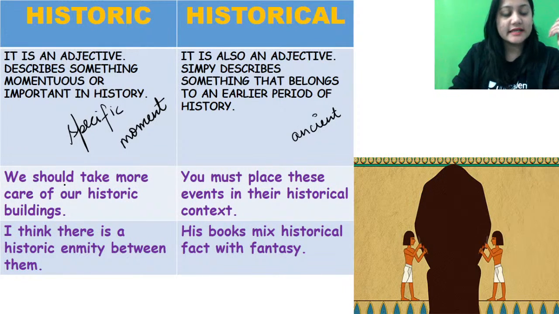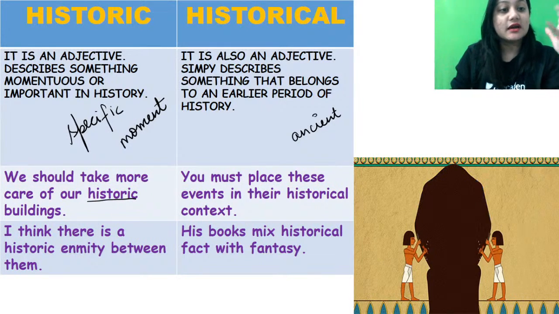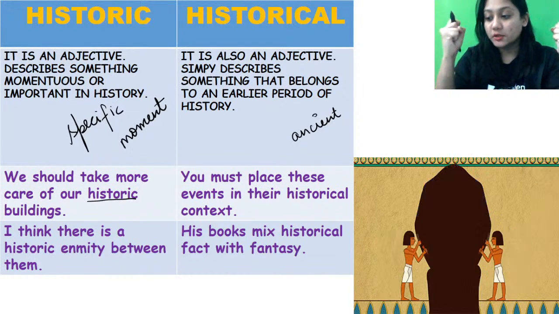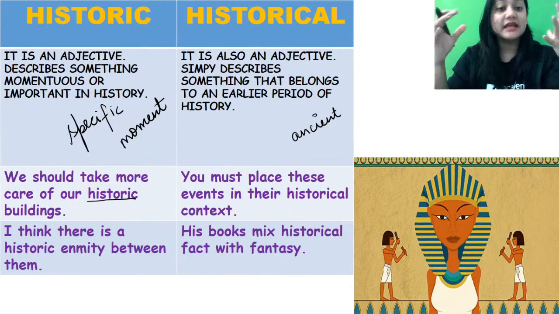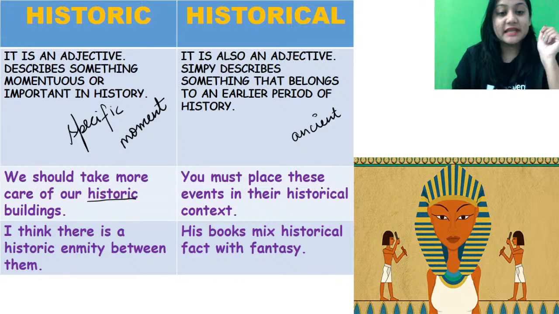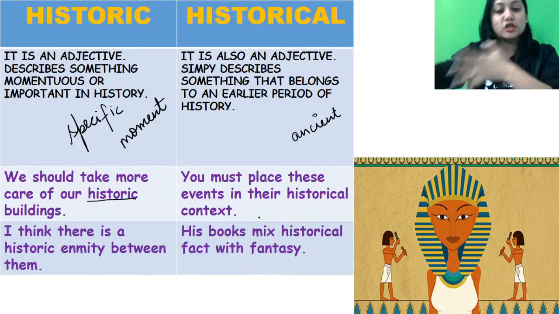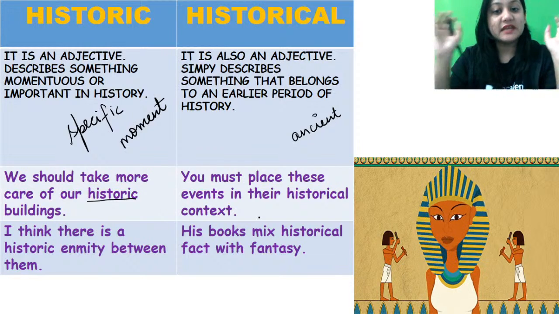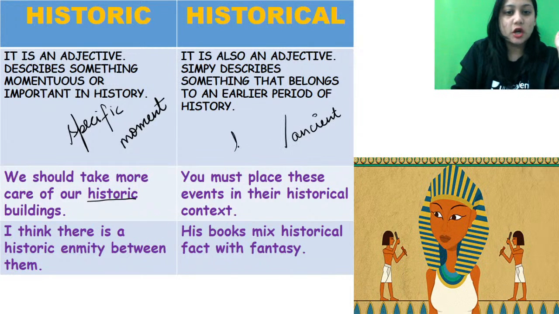Historic example: we should take more care of our historic buildings. Clear? We need to take a lot of pain to take care of our historic buildings because they are great monuments, and on top of it, they define our great history. Example for historical: you must place these events in their historical context. तो पहले क्या event हुआ, बाद में क्या event हुआ, so उसमें you need to put this context. Clear? So historical का मतलब क्या था कि हम एक specific period की बात कर रहे हैं जो history में, past में कभी हुआ था, ancient और past.